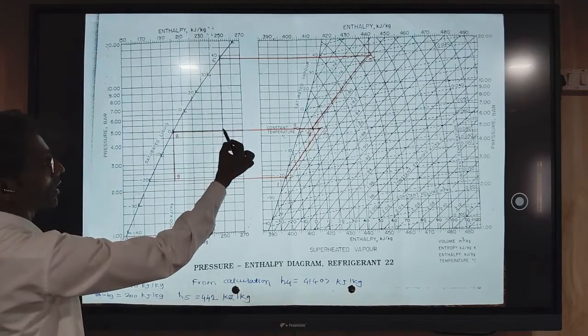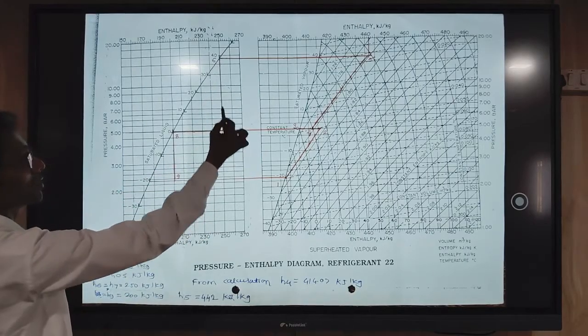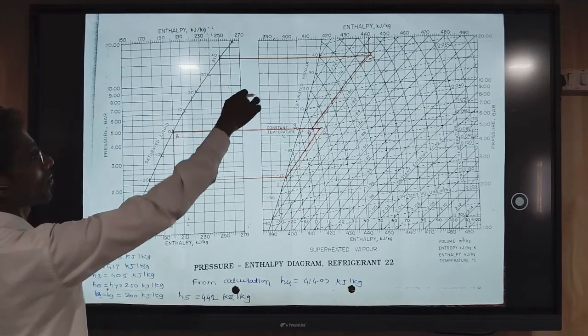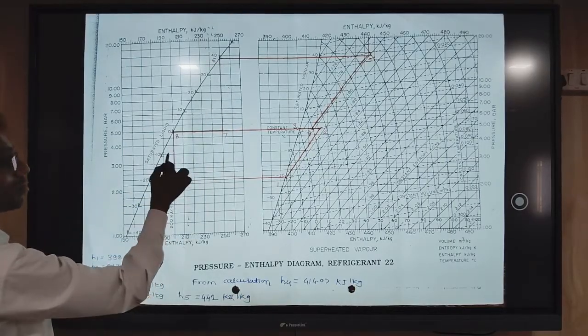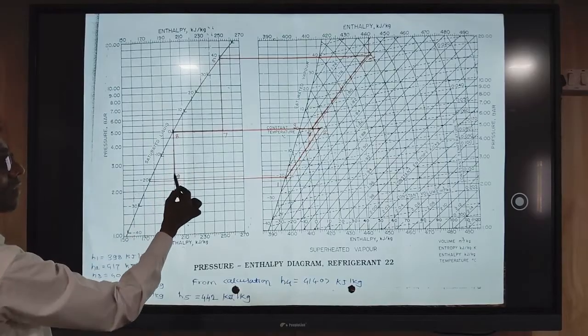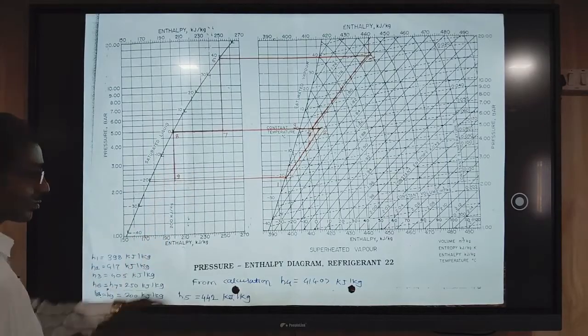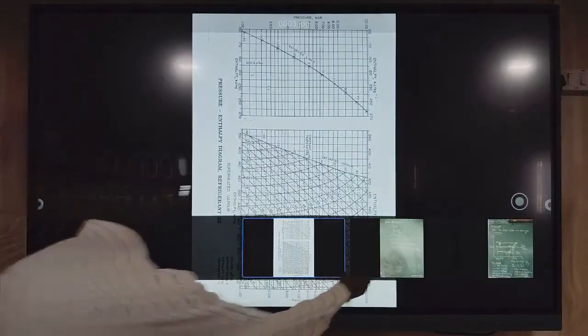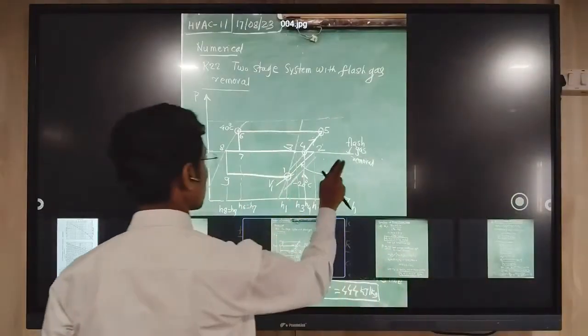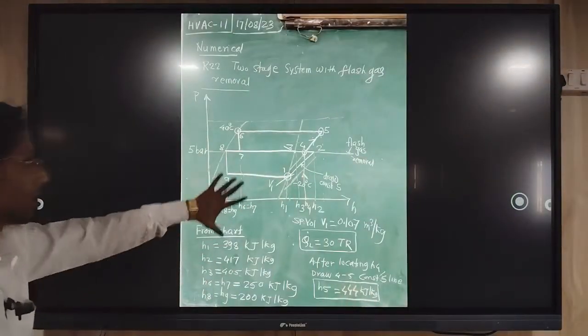Again, enthalpies 6 and 7 will be the same, because it is an isenthalpic process in an expansion valve in the upper envelope. This is an expansion valve before the evaporator. Also, H8 and H9 enthalpies will be the same. So here now you can take all the enthalpies.